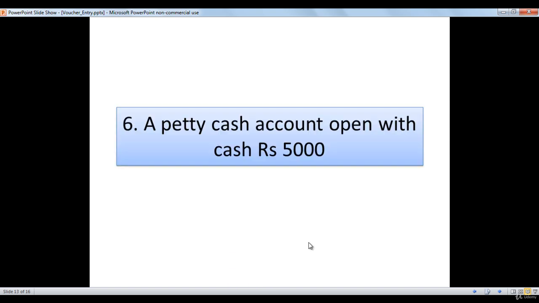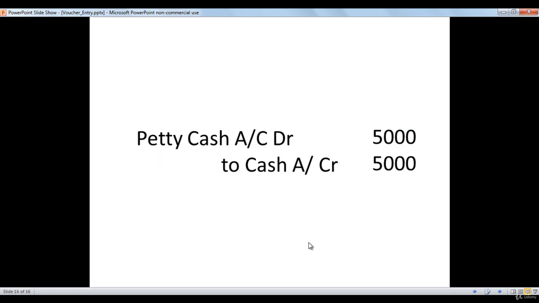Now the next entry is a petty cash account opened with cash of rupees 5,000. Here again the transaction has happened between two accounts. Now petty cash account is the first ledger, and another is cash account. So there are two ledgers. Now who is the receiver? A petty cash account opened with cash. So this means from cash account money has been given to petty cash account. So petty cash account is the receiver, this means that's a debit. So the entry is going to be petty cash account debit to cash account credit.